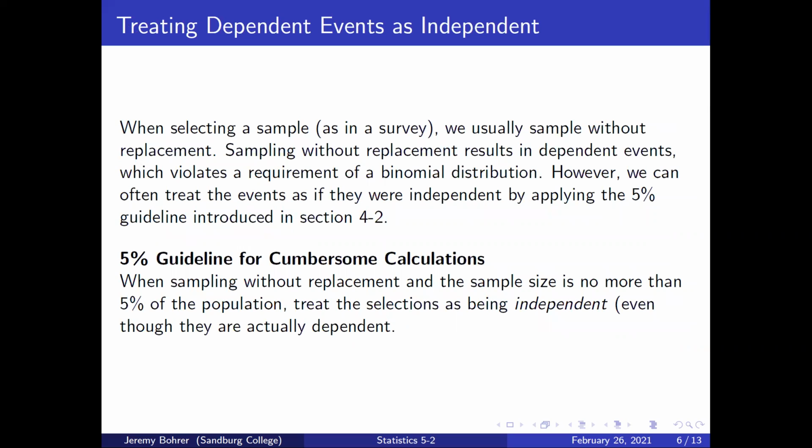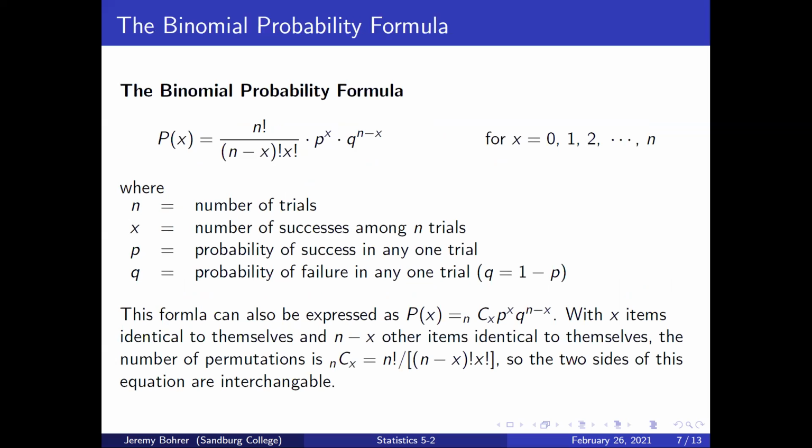When selecting a sample, as in a survey, we usually sample without replacement. Sampling without replacement results in dependent events, which violates a requirement of binomial distribution. However, we can often treat the events as if they were independent by applying the 5% guideline introduced in section 4.2. 5% guideline for cumbersome calculations. When sampling without replacement and the sample size is no more than 5% of the population, treat the selections as being independent even though they are actually dependent.